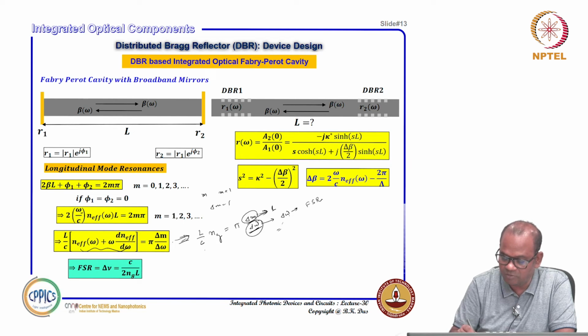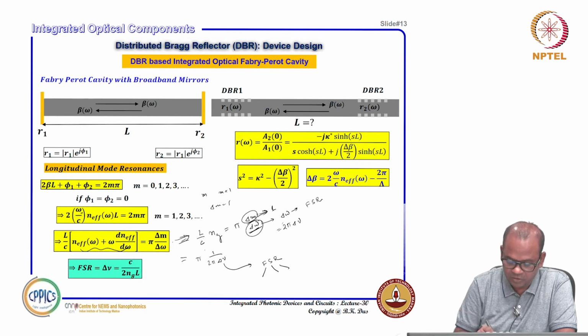And if delta omega equals 2 pi delta nu in linear frequency, then we can write pi delta m equal to 1 as 2 pi delta nu, and this delta nu will be called the FSR, free spectral range. Okay, so pi cancels, and FSR can be written as delta nu equal to C by 2 Ng L, Ng is there.